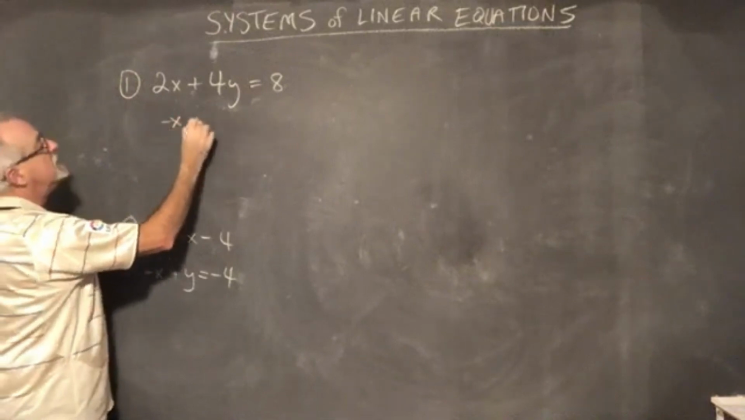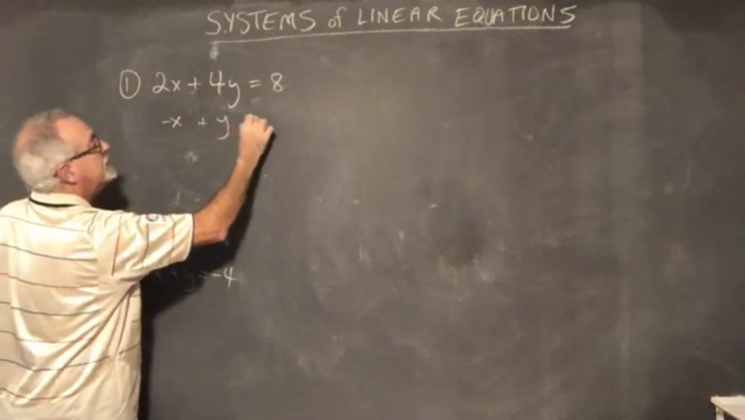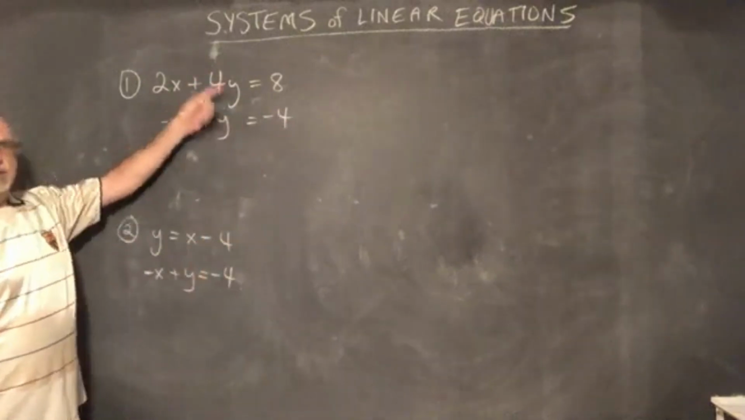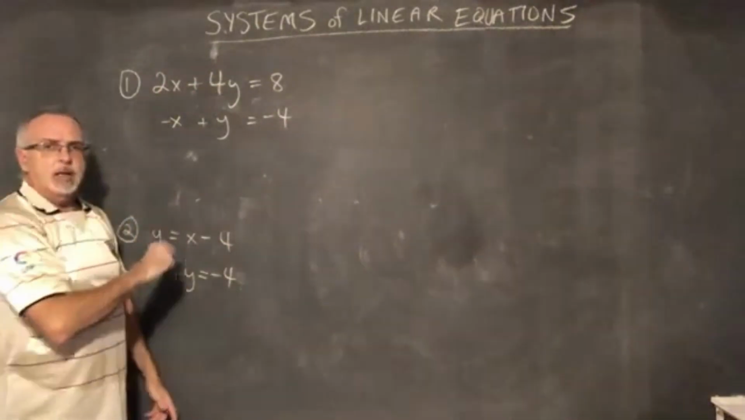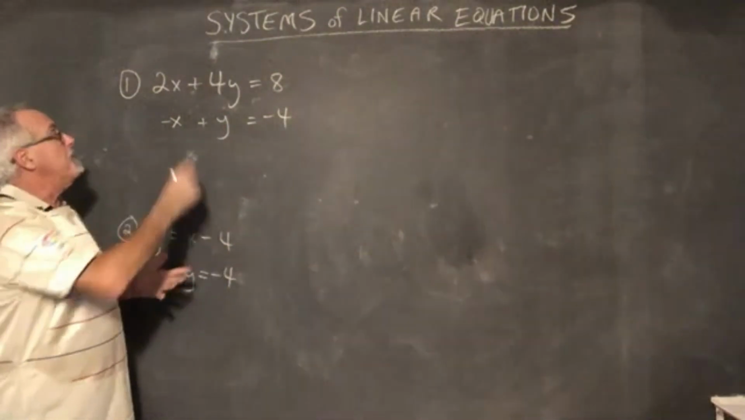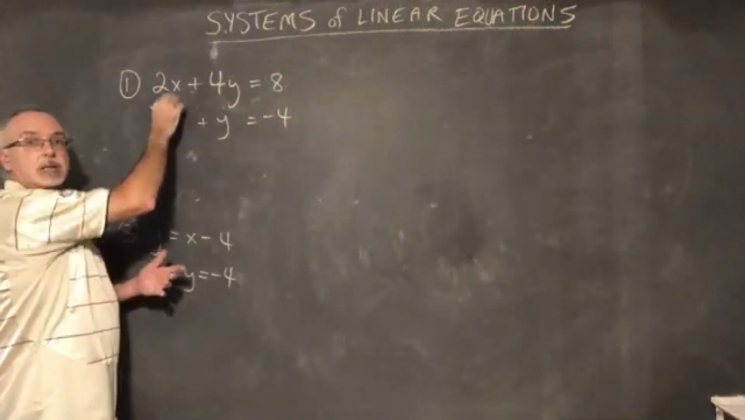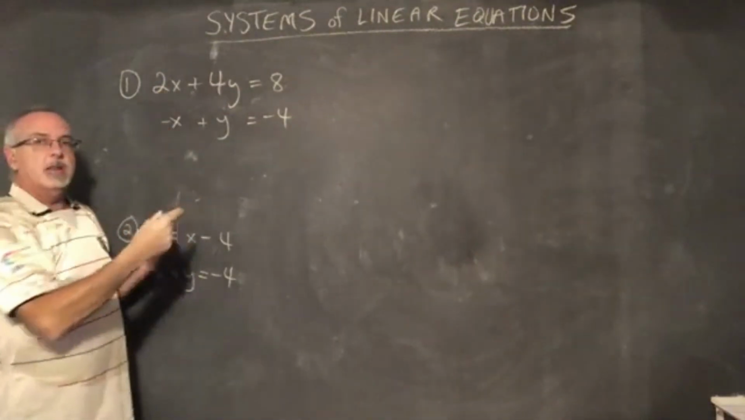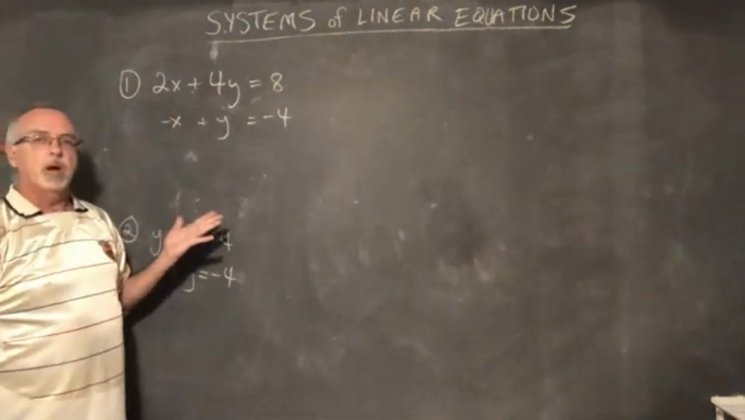Negative x plus y equals -4. Now, when I add these 2 equations together, the x's aren't going to cancel and the y's aren't going to cancel, because I didn't get lucky this time and have an x term that's the same size but the opposite sign as the x term in the other equation, and it didn't happen with the y terms either.